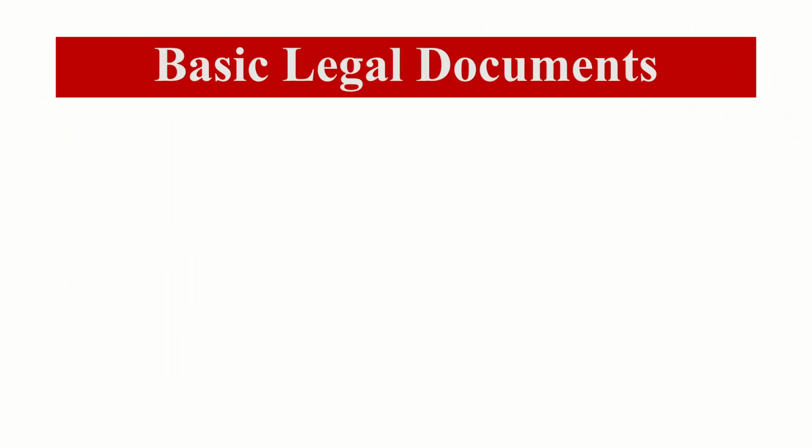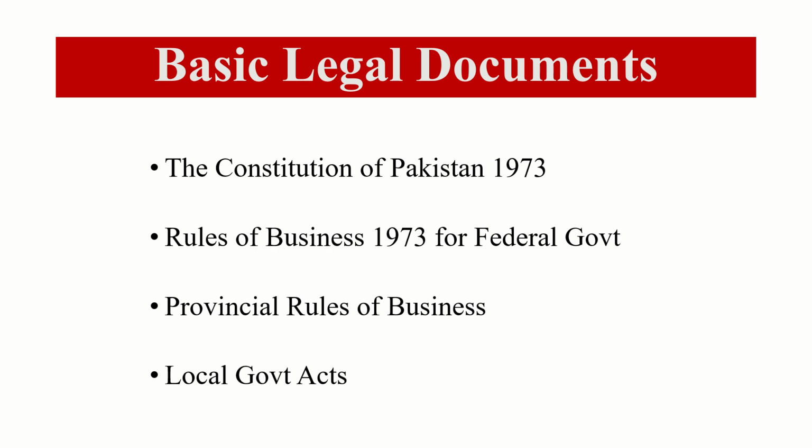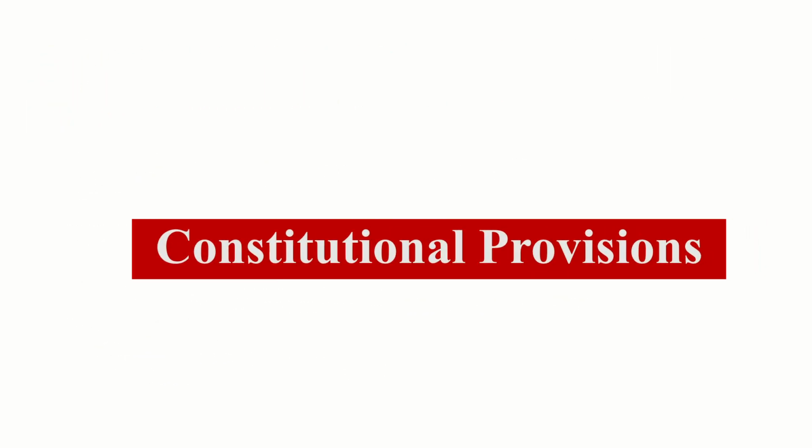Coming to the basic legal documents, there are four basic legal documents which define how the Pakistani government works, and this includes also the provincial governments. First is the Constitution of Pakistan, 1973. Number two, Rules of Business, 1973 for the federal government. Third, provinces have their own rules of business. And finally, there are local government acts which define how the local governments work. We will first discuss the constitutional provisions.